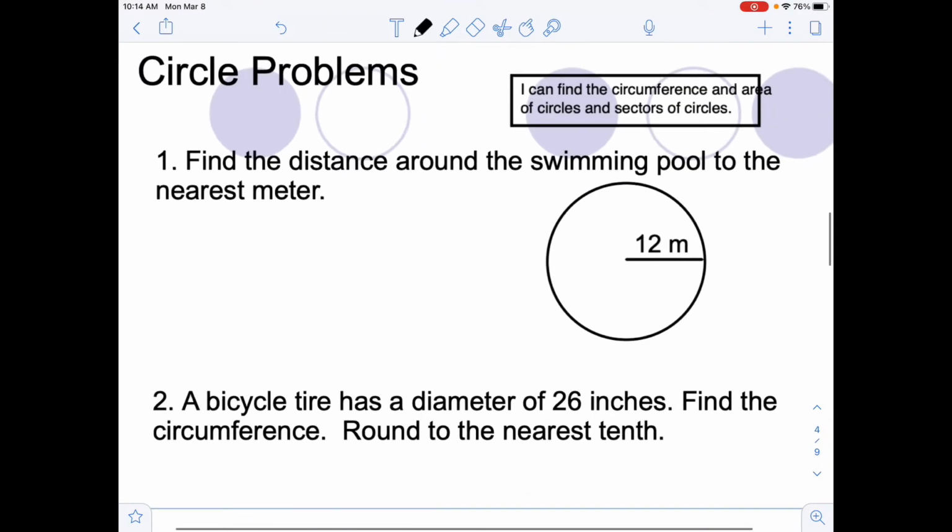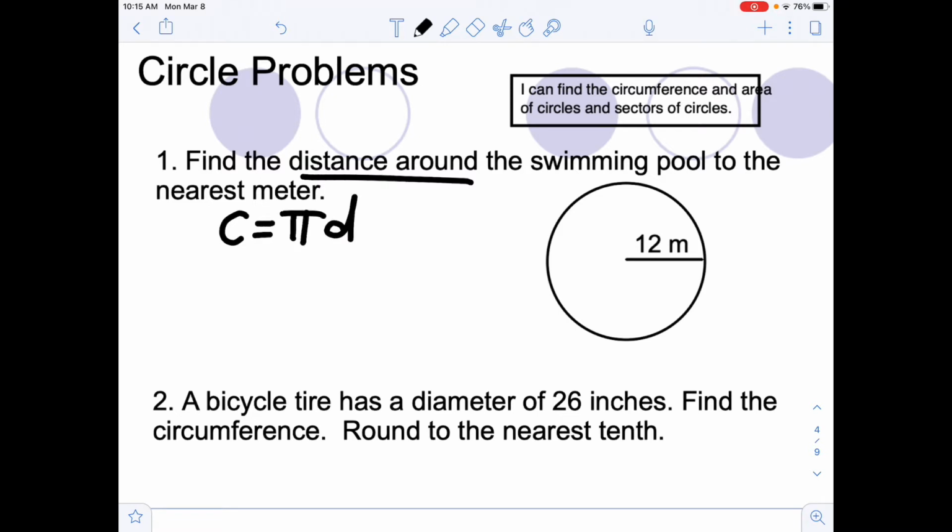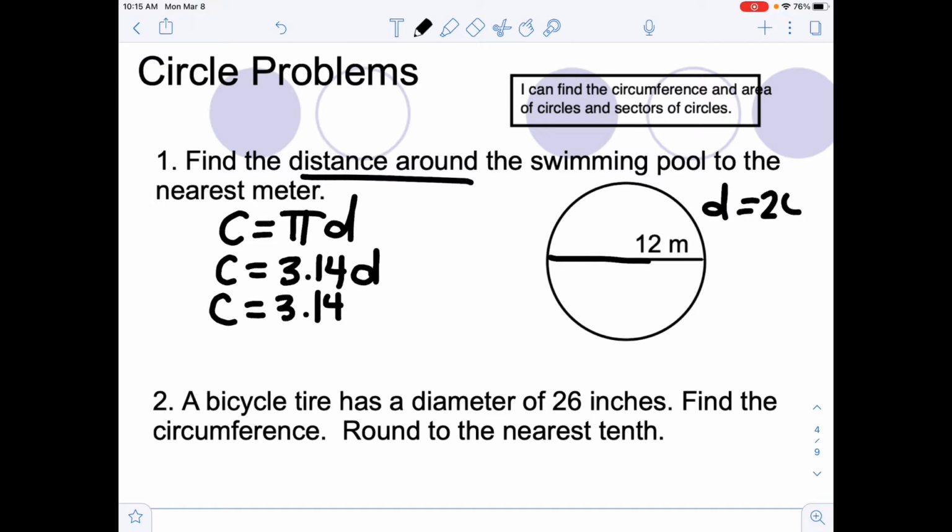So the first problem in your notes says find the distance around the swimming pool to the nearest meter. Okay, distance around the swimming pool, it's a circle, so we're going to use circumference equals pi times diameter. I'm going to plug in 3.14 for pi, and then I have to figure out what else I know. So we're trying to find the circumference. We know pi is 3.14, and we know diameter is all the way across the circle. So if the radius is 12, that means the diameter is double that. So the diameter here is 24 meters. So I'm going to do times 24.